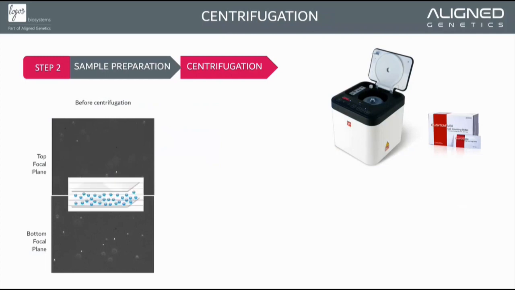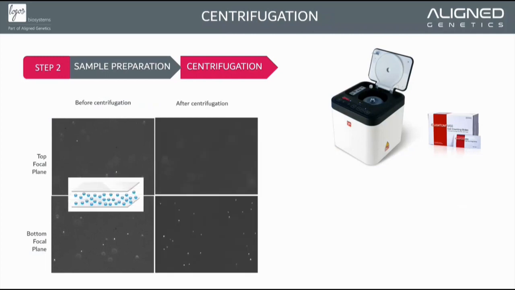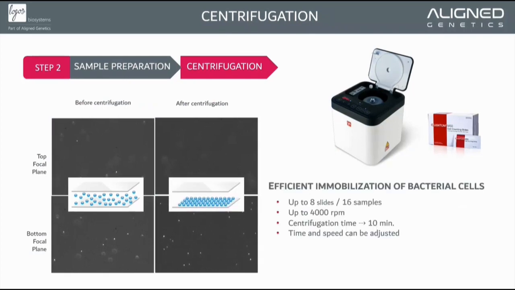In the second step, we are going to immobilize bacteria on the same focal plane. As you can see in the image here, you can see the cells floating around in both the top and bottom focal planes before centrifugation. However, after doing centrifugation for 10 minutes, you can see that all the cells are gathered in the same focal plane, which is at the bottom.